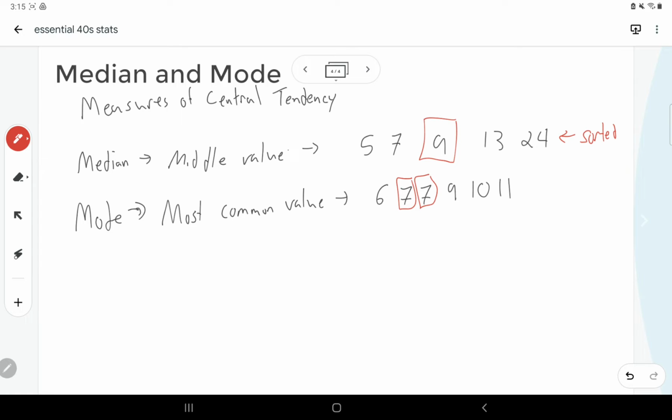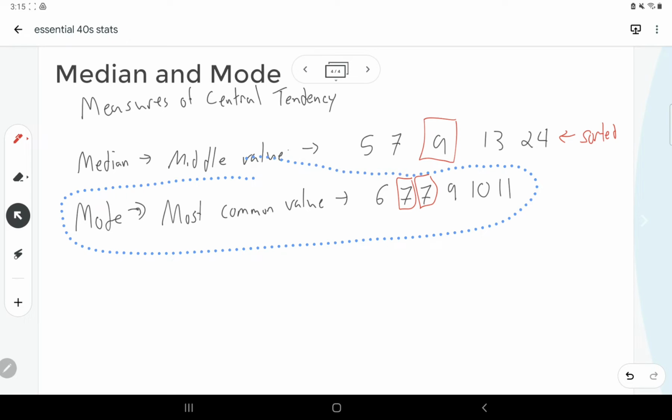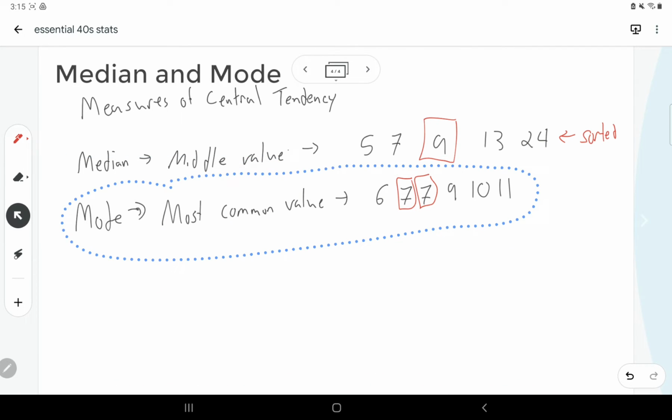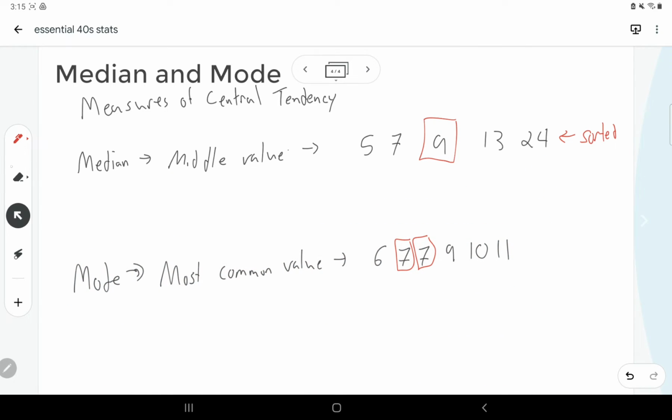Now some exceptions for these two rules. Since we've gone over the basic definition of these, now we're going to go over the exceptions. With the median, it's really easy if we have an odd number of data points. But what if we have an even number?